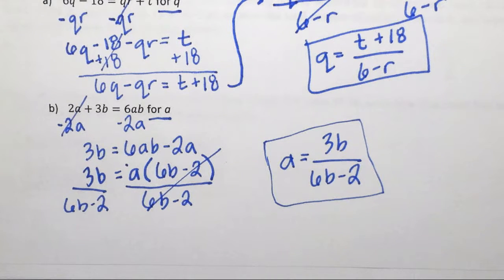Was the second one easier? Yeah. There are 2 like that on your homework. 21 and 23 are like that.